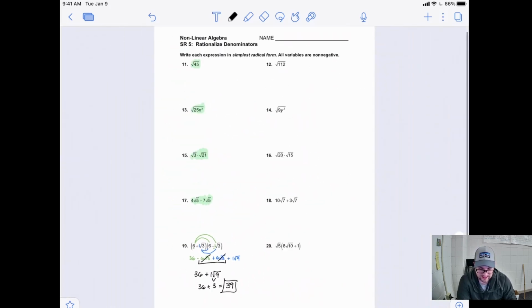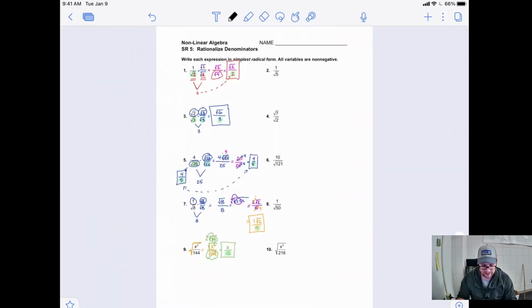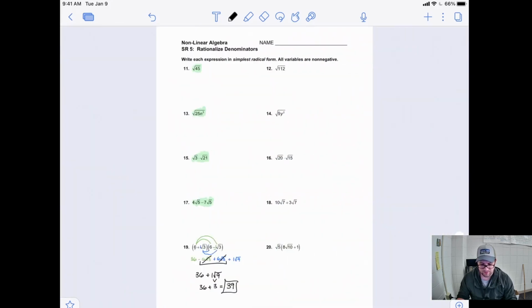Your work today, ladies and gentlemen, is to finish the rest of this worksheet. I've already done 1, 2, 3, 4, 5, 6 problems, which means of the 20, you have 14 remaining, and I think you're going to be able to tackle those. Pretty straightforward. If you're struggling with how to rationalize the denominator, which is our new topic, make sure you are reaching out and asking.